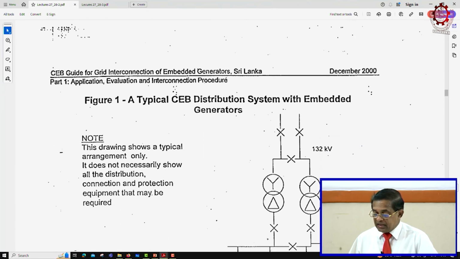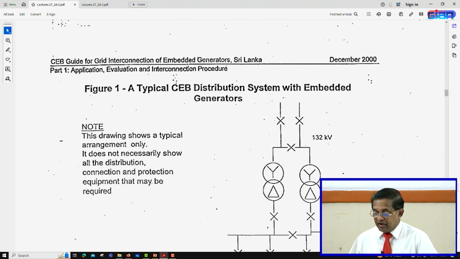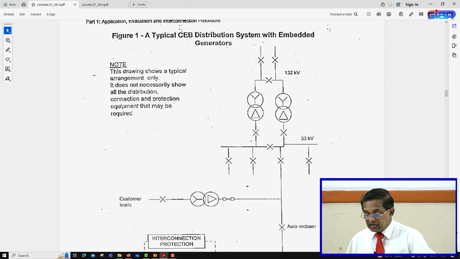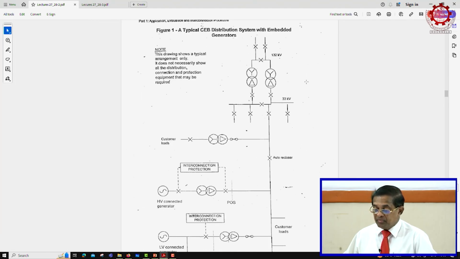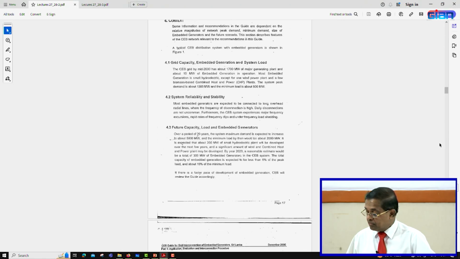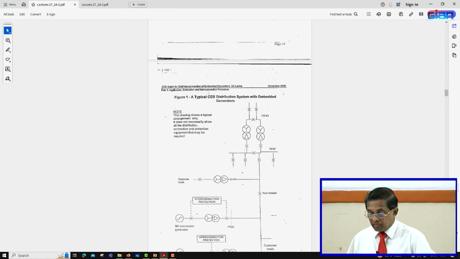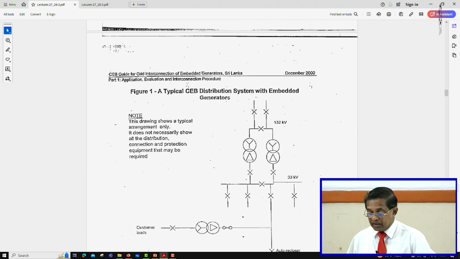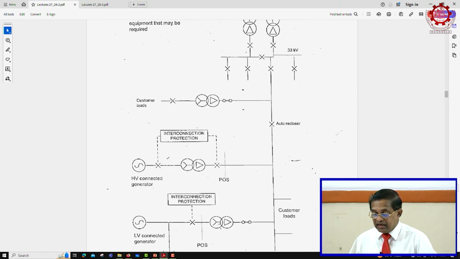Here is a typical distribution system with embedded generators. Just make it a little smaller. Here you can see a typical system they are giving, right. Okay, I will enlarge it and we will look at it part by part. This is the grid substation, we looked at some concepts earlier also, right. So, a 132 kV grid substation, where usually the capacity of these transformers is 31.5 MVA, and afterwards you have the 33 kV feeders, and then we connect the embedded generators at different levels.